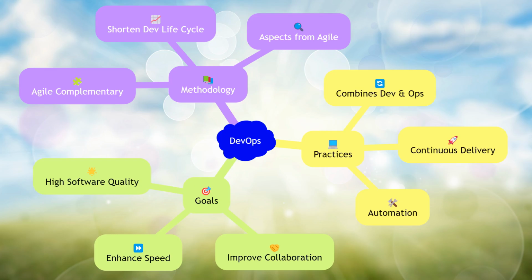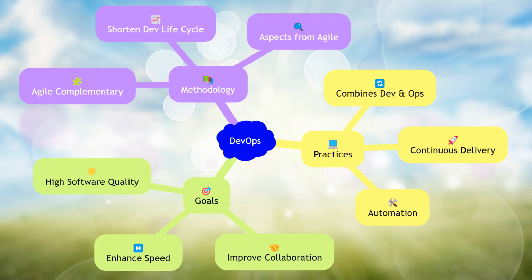DevOps is a set of practices that combines software development, Dev, and IT operations, Ops. It aims to shorten the system's development lifecycle and provide continuous delivery with high software quality. DevOps is complementary to Agile software development. Several DevOps aspects came from Agile methodology.